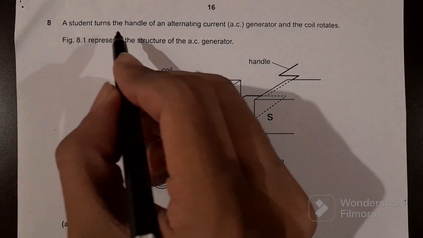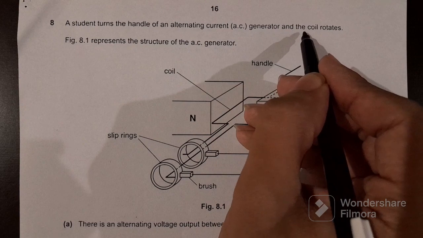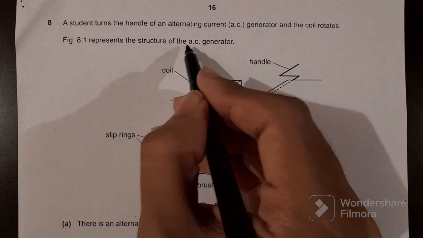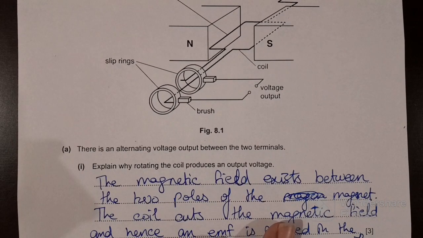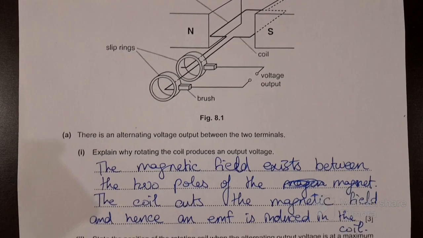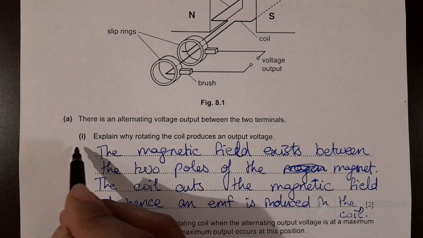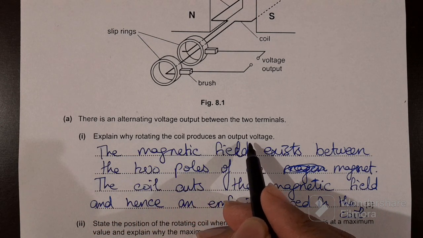Question 8 states a student turns the handle of an alternating current AC generator and the coil rotates. Figure 8.1 represents the structure of the AC generator. So this is the figure 8.1. Part A states there is an alternating voltage output between the two terminals. Part 1 means explain why rotating the coil produces an output voltage.